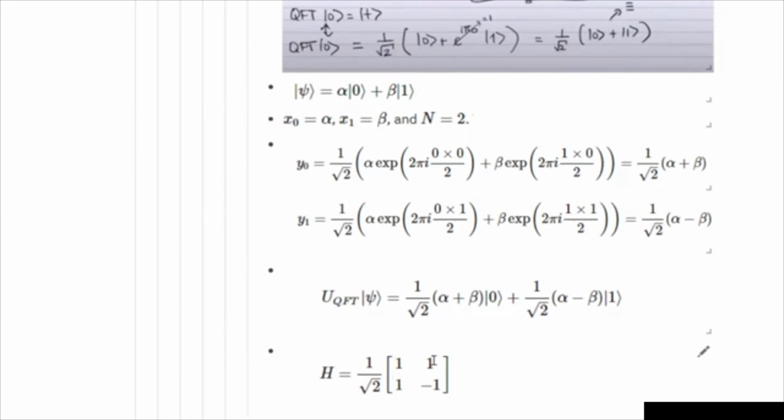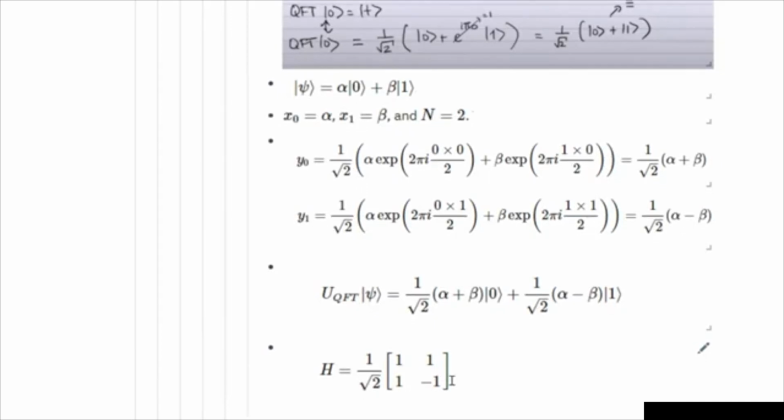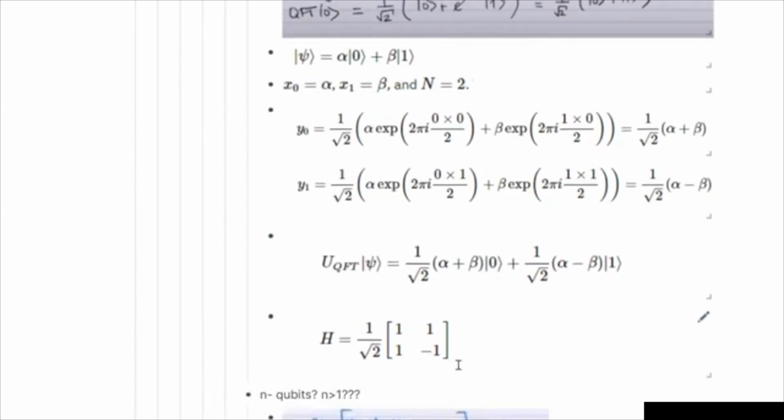And the second column represents what the output would be when our input qubit is in the one state. Here again the 0 is unaffected and the one state is not negated, basically it's just rotated 180 degrees, so that's why the minus sign. So again, this is the same conclusion that we got, that the whole quantum Fourier transform on one qubit is nothing but the Hadamard gate.